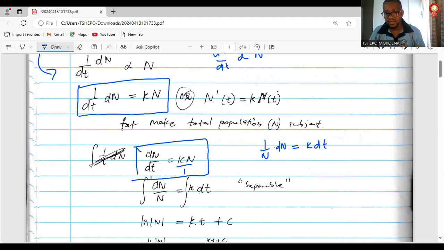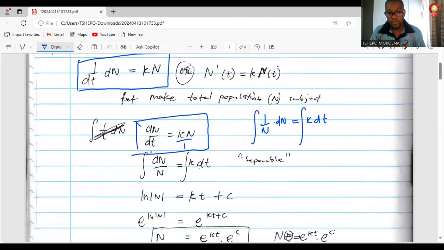So we can see that the separable method is the one technique that is actually going to work under population growth. So now what we do then, we integrate, because we are using the separable method. So we're going to integrate both sides of the equation. And then what is the integral of 1 over n multiplied by dn? It's going to be ln of n.